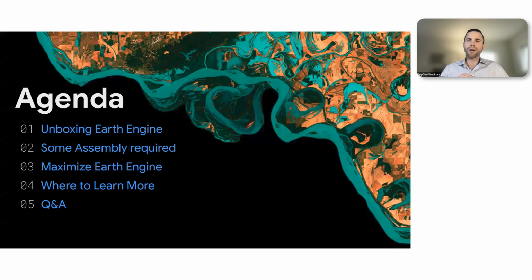You're here to learn about unboxing Earth Engine. So, learning about what's in the box and what all that means. Number two, some assembly required. We're going to show you how to take all those pieces, put them together and make something incredible. And then maximizing Earth Engine. That's about how to go farther and how to really think about the architecture of your project and thinking about some of the ways to make it even better. And then lastly, we're going to wrap up with some resources we've assembled for you where you can learn more and go deeper, as well as who to reach out to when you want to really get things going.